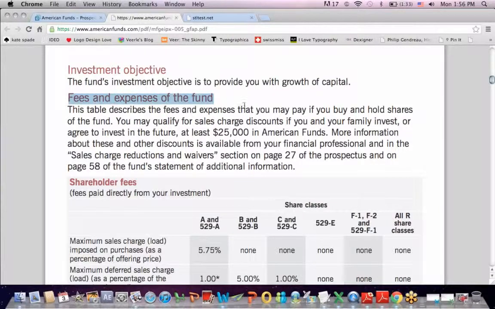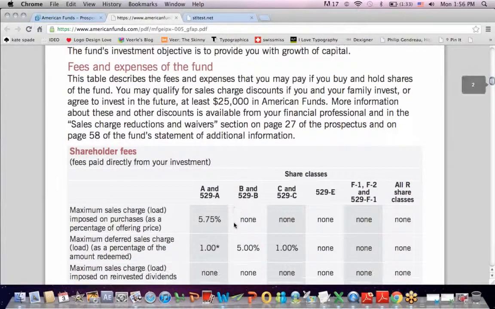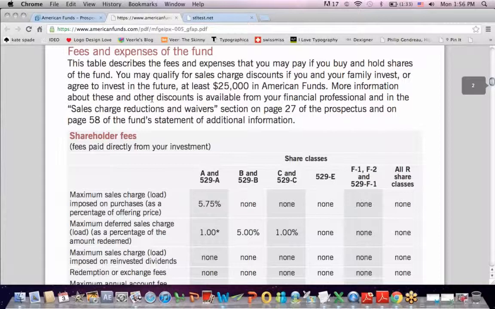Fees and expenses of the fund. This area has become very complicated. And what they try to do at American Funds is to give you a table and say, this table describes fees and expenses that you will pay if you buy and hold shares of the fund, meaning that you're holding them. And the old number used to be at least 5 or 6 years. In other words, the intention is not that you buy and sell it, because as you'll see, given the fees, it's a tremendous cost if you buy a mutual fund and sell it within a few years.